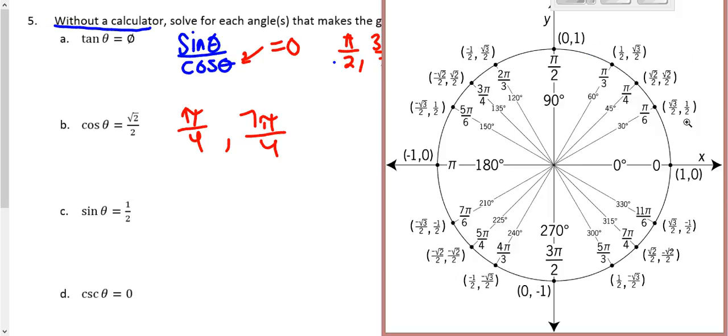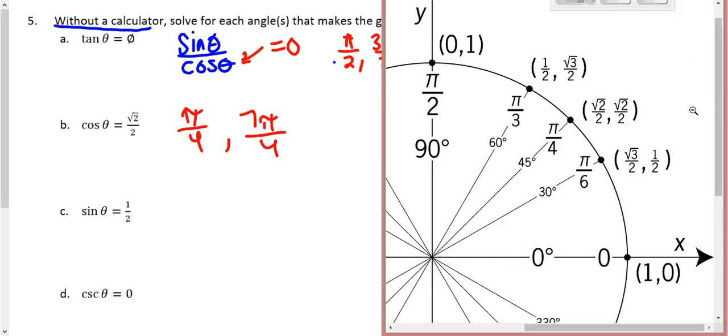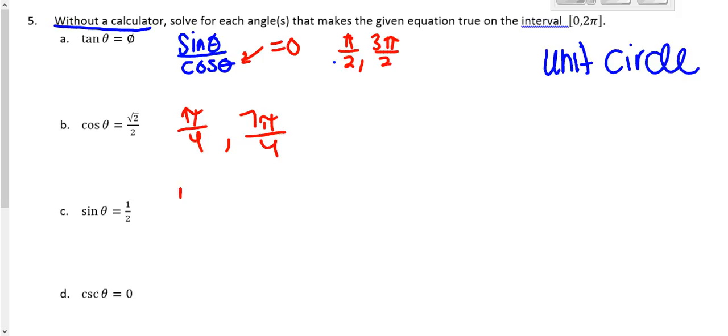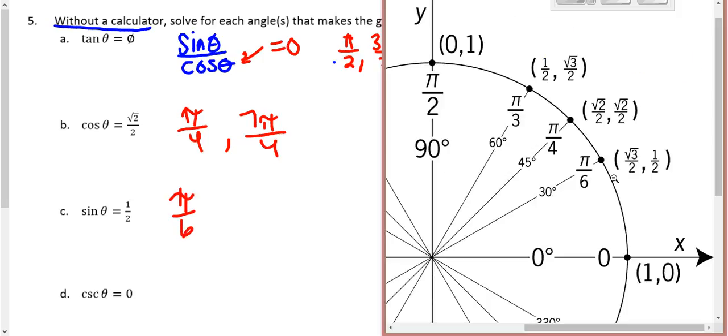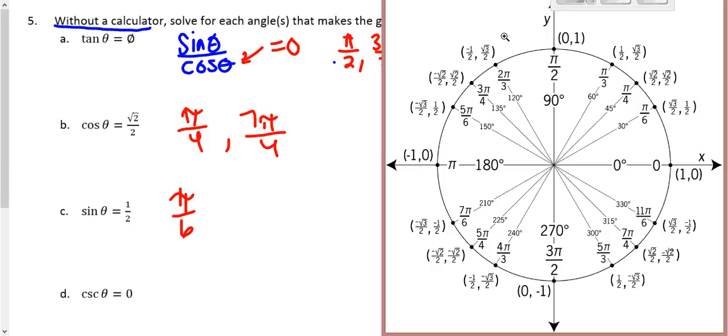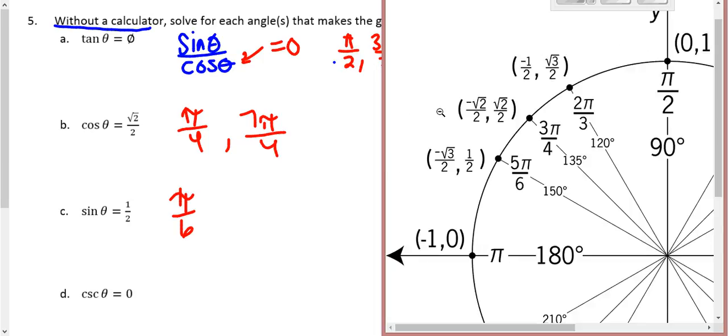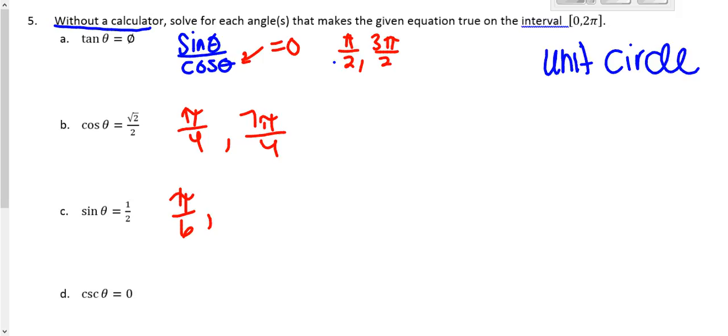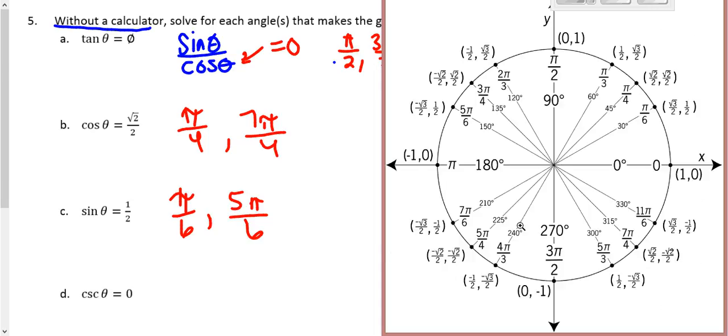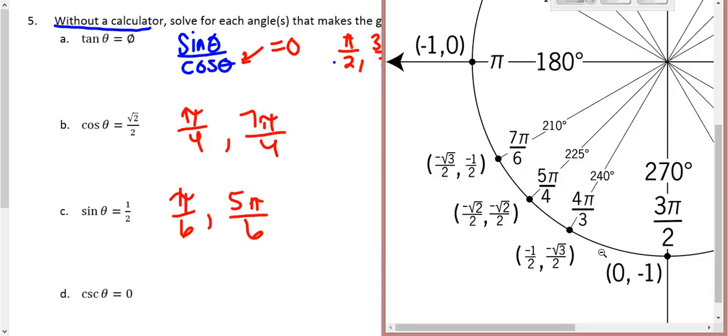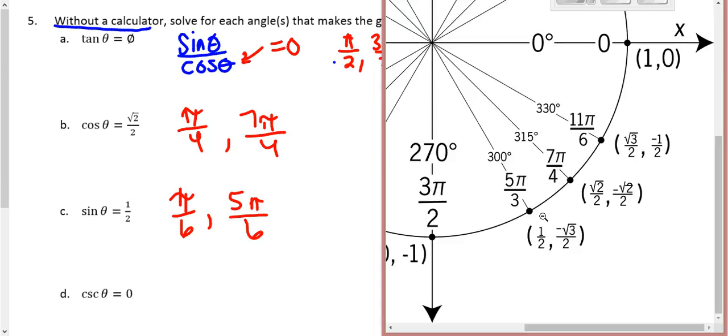Next one, where is sine 1/2? So we pull up our unit circle. Look at our y values. So over here we have pi over 6 as our first answer. And going around the unit circle, we have another positive 1/2, 5 pi over 6. There are 2 answers. And let's just make sure that's a negative 1/2 down there and a negative 1/2 down up here. Okay, for sine is the y value.